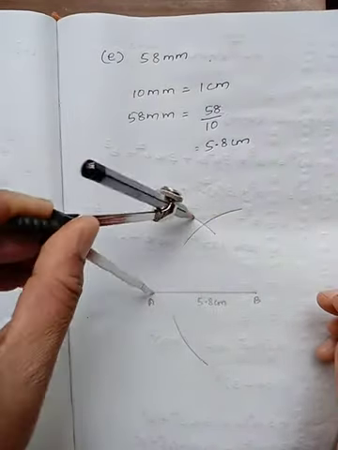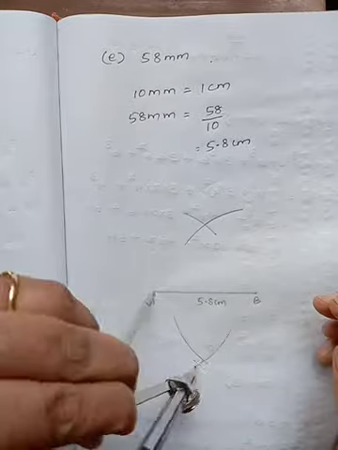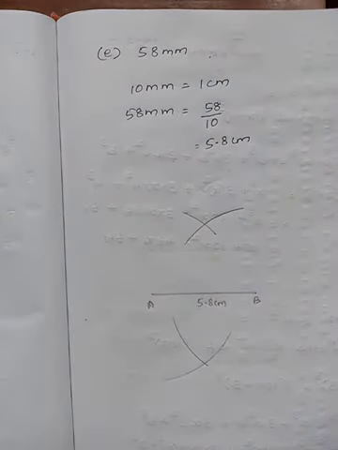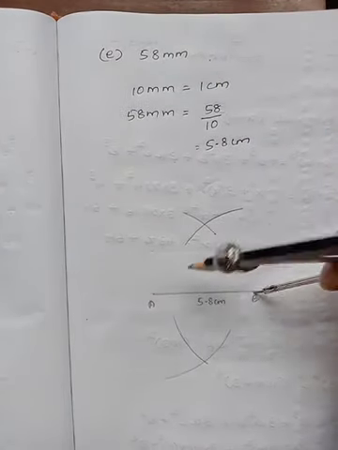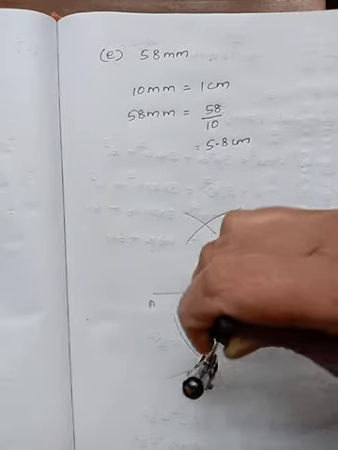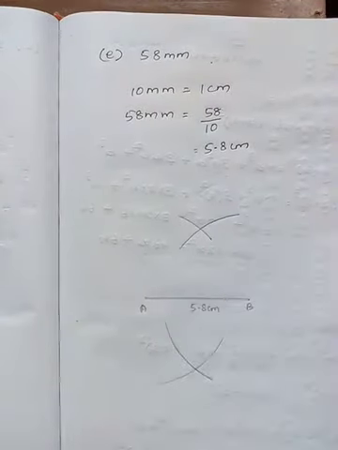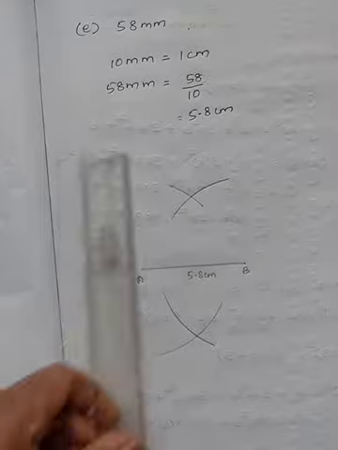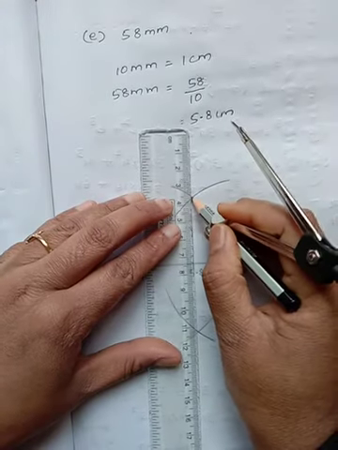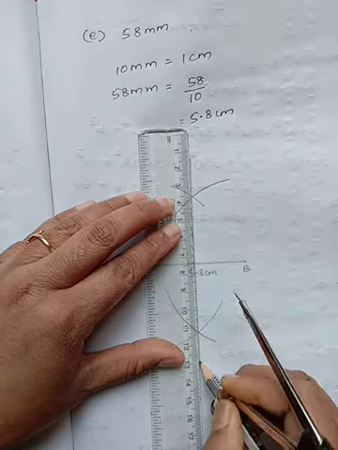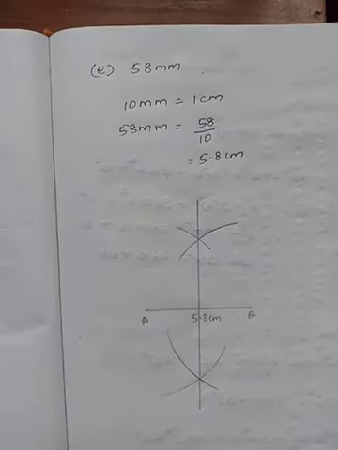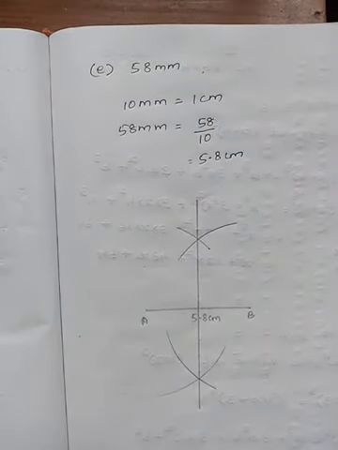Now we'll draw another arc. Now let us join both the arcs. This is the perpendicular bisector of the line 5.8 centimeter.